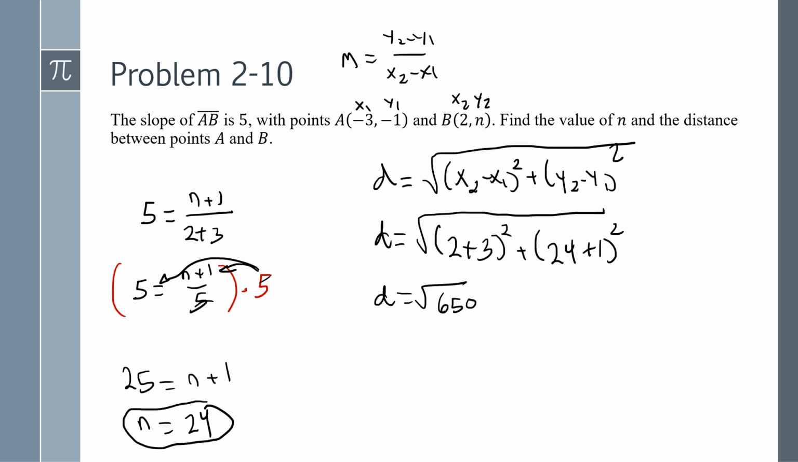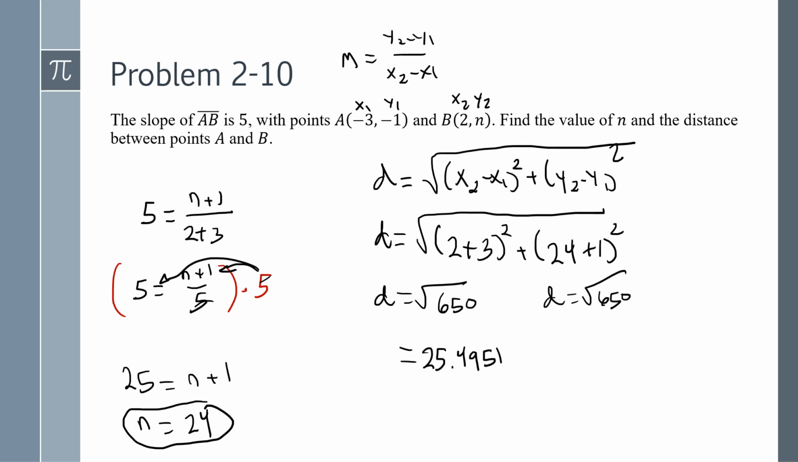So let me show you a couple ways of doing this. The first way is to figure out what that is as a decimal. So I'm going to take my calculator, the square root of 650. Now, we always want to round, unless it's told differently in this class, to the nearest 4 decimal places. So we get 25.4951. That's one answer. That's the approximate value. Can you get the exact value? Okay.